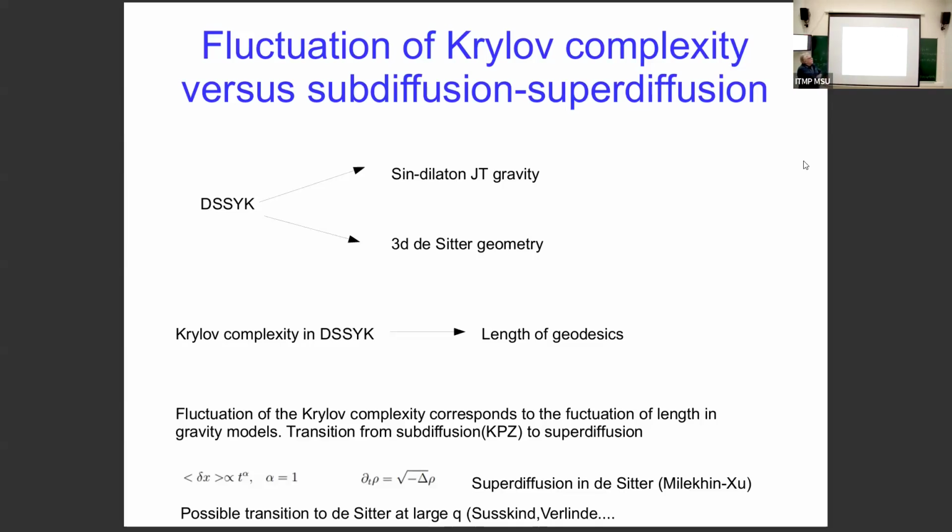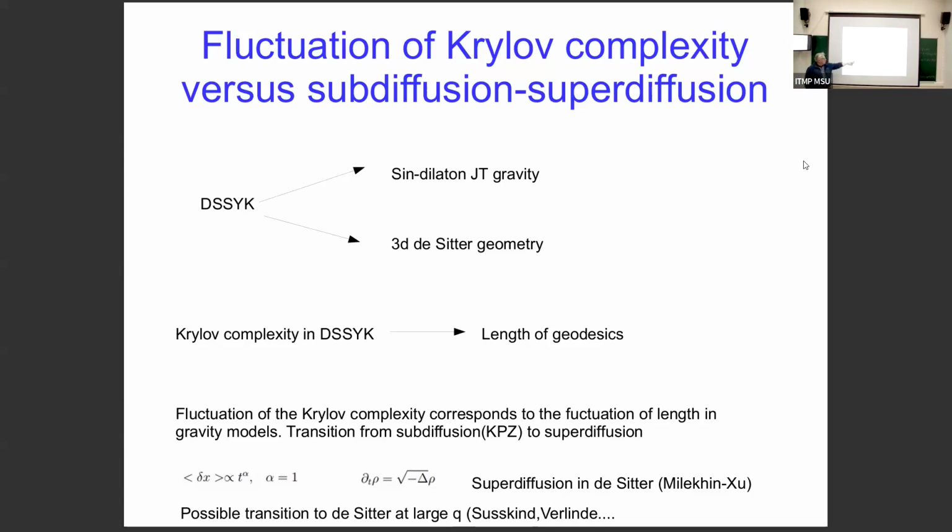And what we have found is that we have indeed superdiffusion behavior. Let me note that we could extract some interesting information from this superdiffusion behavior. Double scale SYK is presumably related, quite precisely, to sine dilaton JT gravity, and in a less strict way to three-dimensional de Sitter geometry. And the correspondence is interesting.